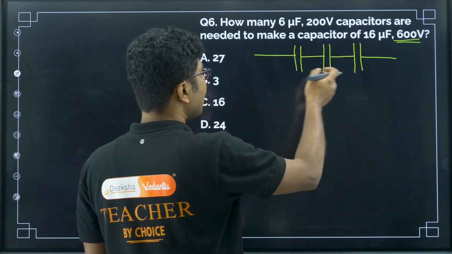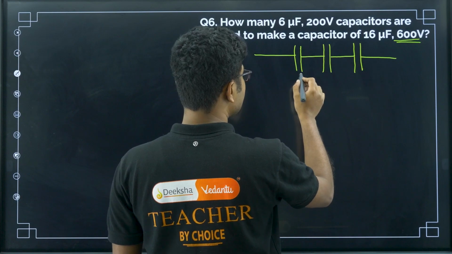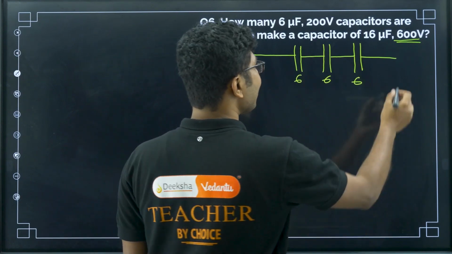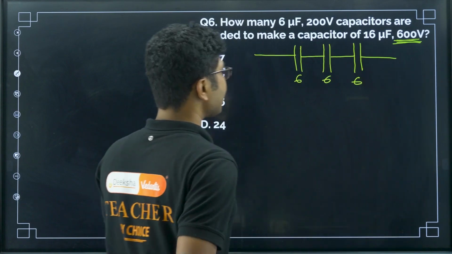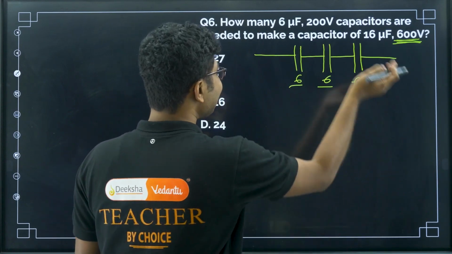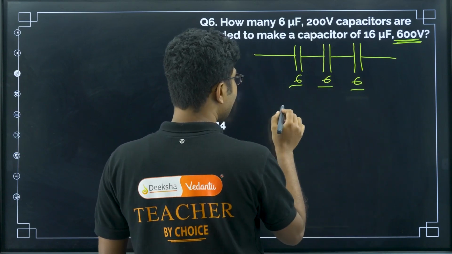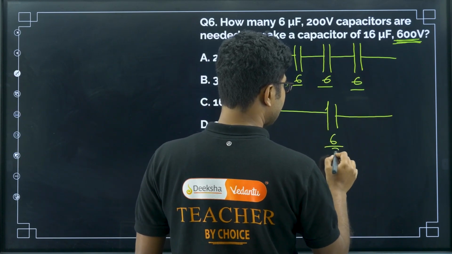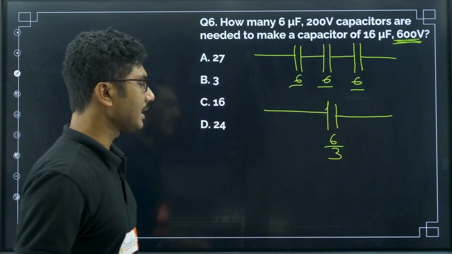So the main funda is that first we have to connect capacitors in series so that we can reach the voltage. So 200 here, 200 here, 200 here, so 600 volt done. Now what is the equivalent capacitance of that? Equivalent capacitance when equal capacitors are connected in series will be just divided by the number of capacitors connected, right?